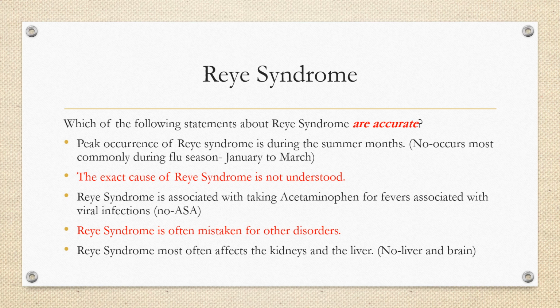Reye syndrome is associated with taking acetaminophen for fevers associated with viral infections. No, it's aspirin. We don't ever want to give aspirin to a child who we suspect may have Reye syndrome or a child that has a fever, especially associated with any viral infections. Reye syndrome is often mistaken for other disorders. Yes, it can be because the symptoms are very similar to other neurological disorders. Reye syndrome most often affects the kidneys and the liver. No, it most often affects the liver and the brain.